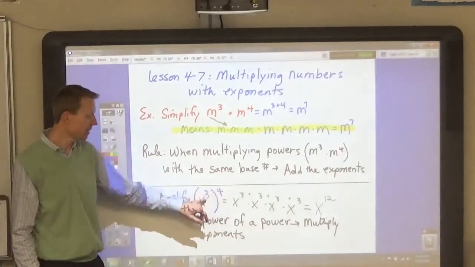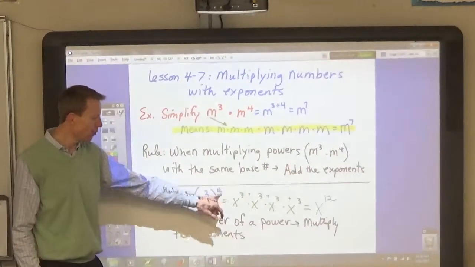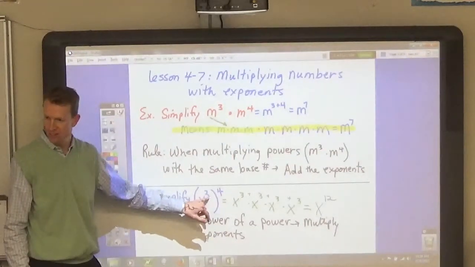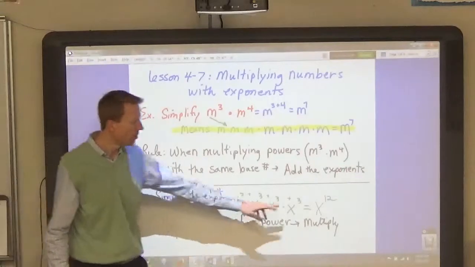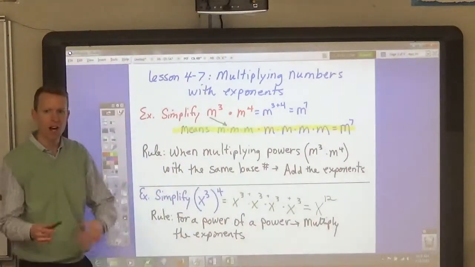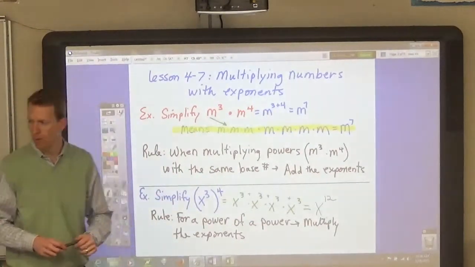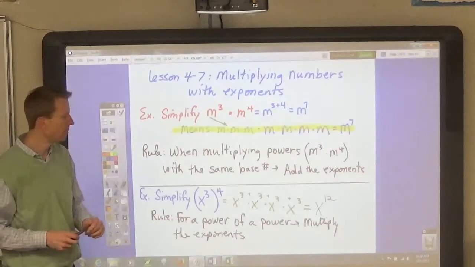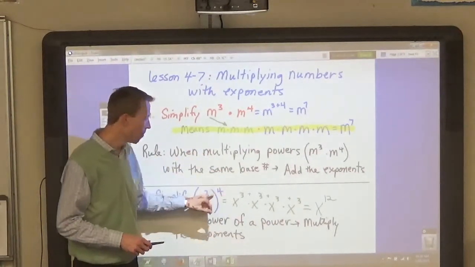If there's 4 x to the third powers, then if you multiply the powers, or multiply the exponents, then you get x to the 12th. It's another way of counting up the number of bases. But instead of just adding these, you're multiplying them.